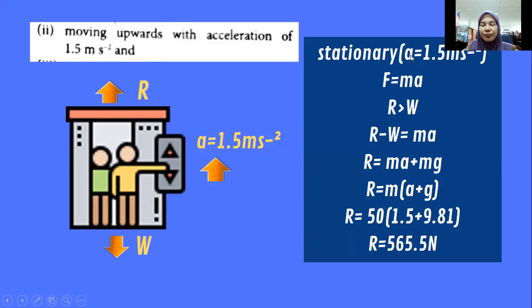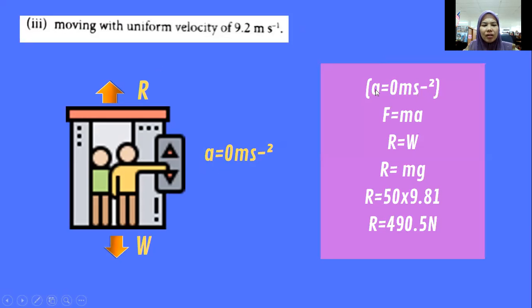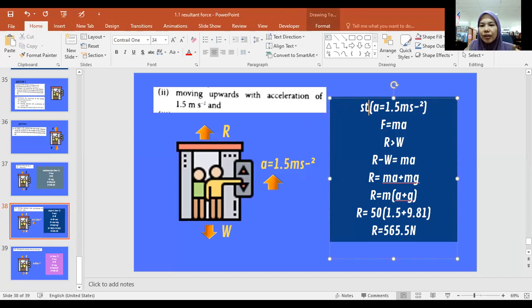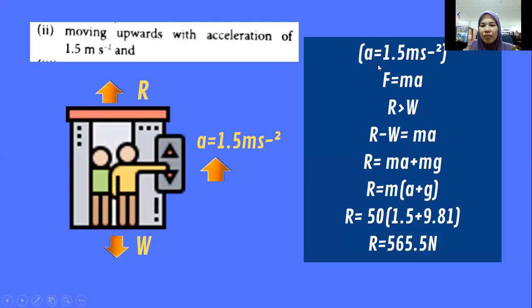Okay, next. Now, moving upward with an acceleration of 1.5 meters per second squared. This is not stationary, right? The object is moving with an acceleration upward. So from Newton's second law, R is greater than W. Why? Because it is moving with an acceleration upward. R minus W is equal to ma. R is equal to ma plus mg. So substitute into the formula, a is equal to 1.5, g is equal to 9.81. Then you will get the reaction force is equal to 565.5 Newton.